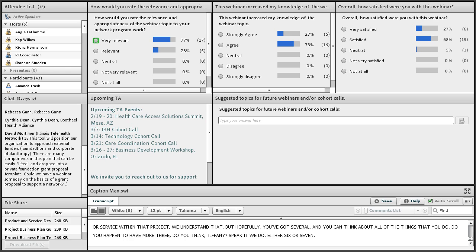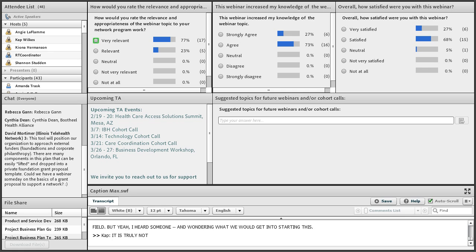This tool will position our organization to approach external funders. There are many components in this plan that can be easily lifted and dropped into a grant proposal template. I agree, David. And could we have a webinar someday on the basics of a grant proposal to support a network? Oh, it's a nice suggestion.